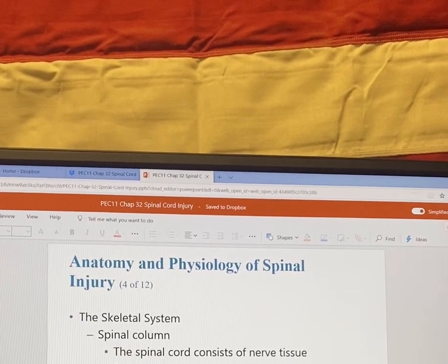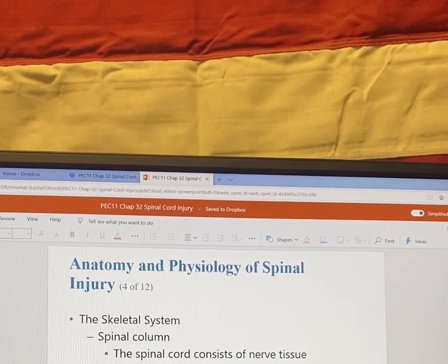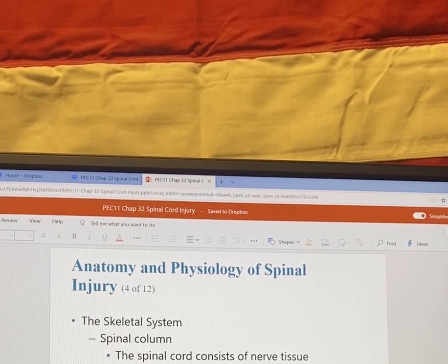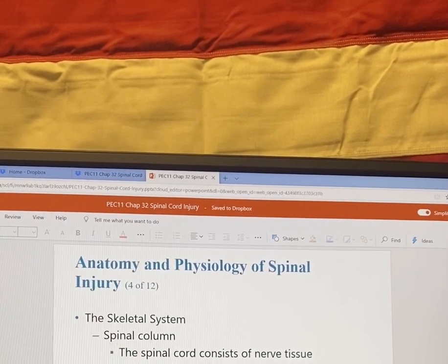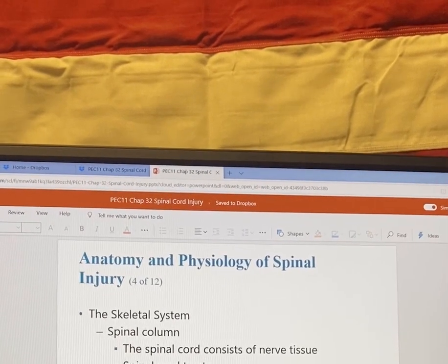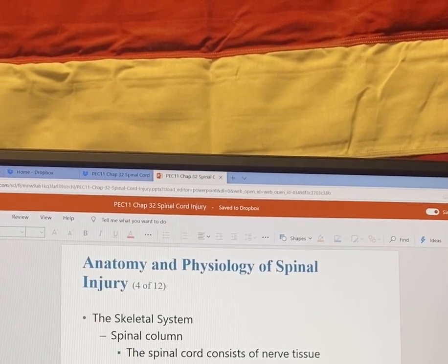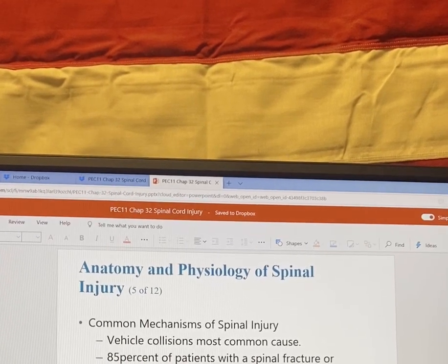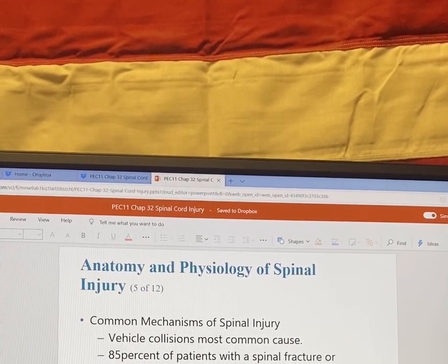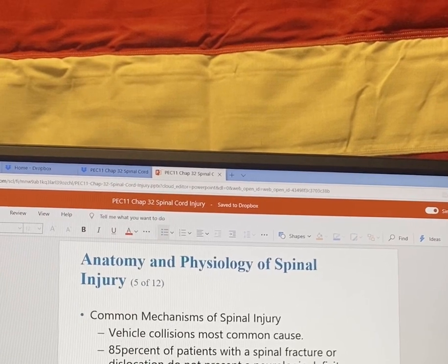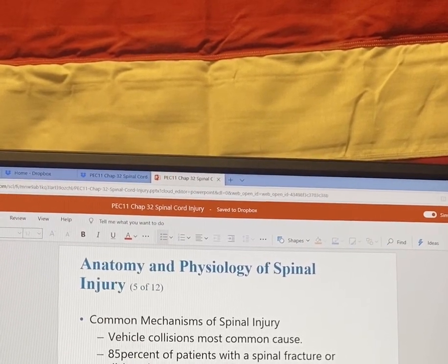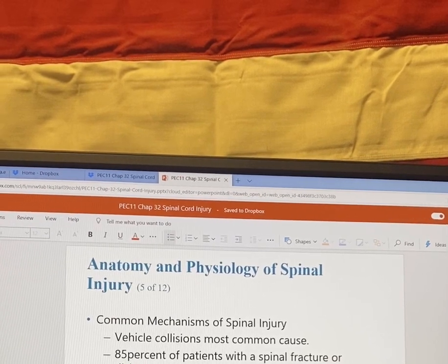Because light touch and pain are carried by different tracts, the patient might not feel light touch, but can feel the pain of a pinch. All right, this finding can be present if the spinal cord is partially severed. A patient may have spinal cord injury without spinal column injury.